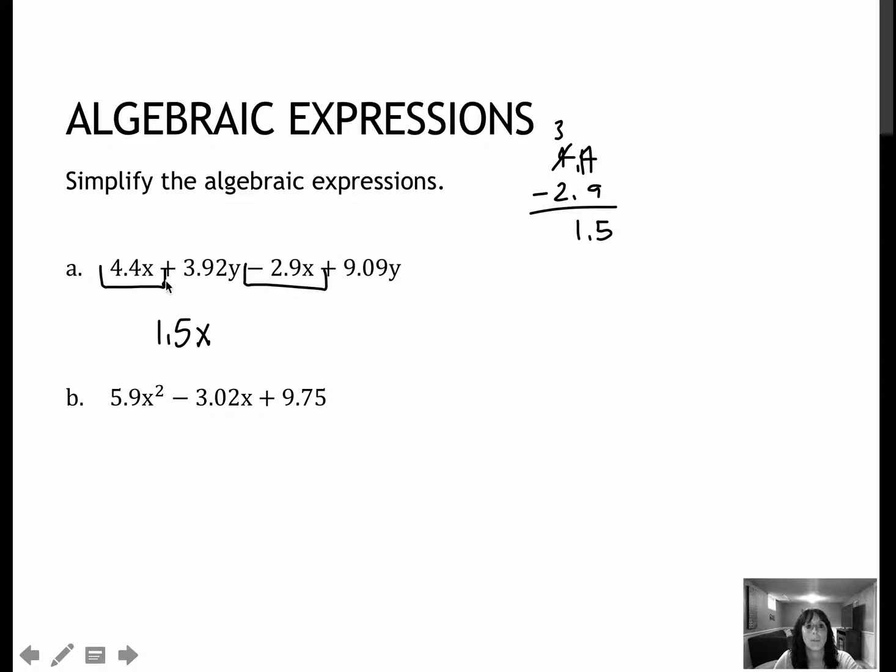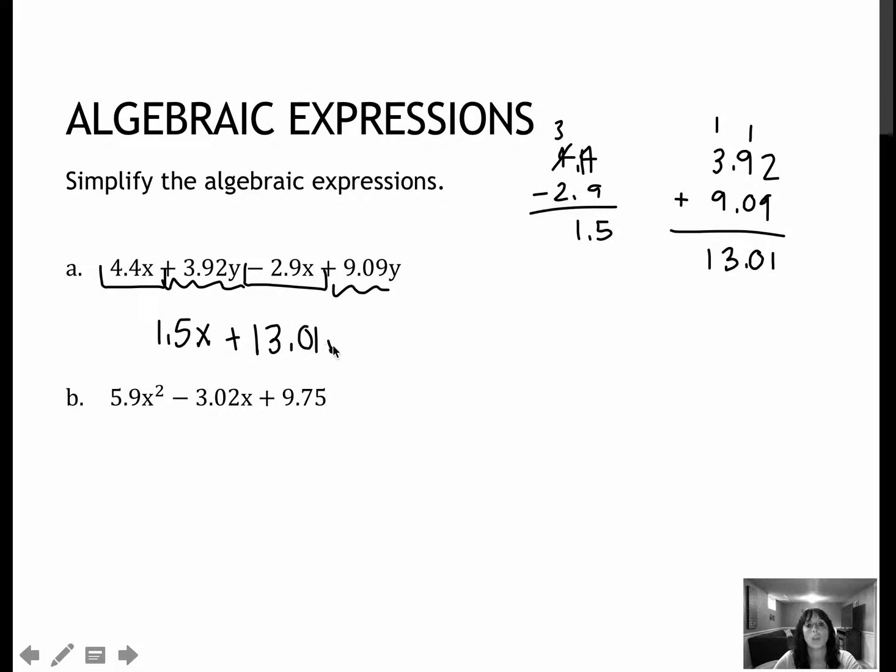For y's, I've got a positive and a positive. So I'm going to add those values together. 3.92, 9.09. We're going to add. 2 plus 9 is 11. That would give me 1, carry the 1, and that would give me 13. And so I would have plus 13 and 1/100ths y.